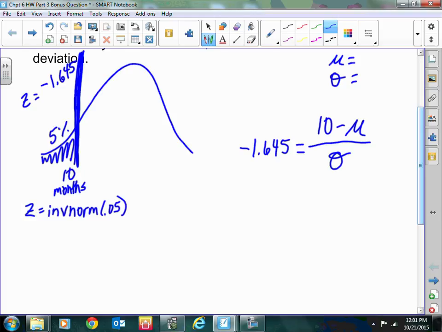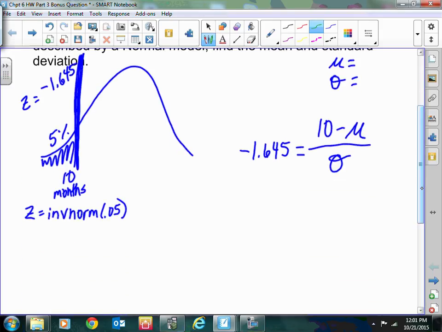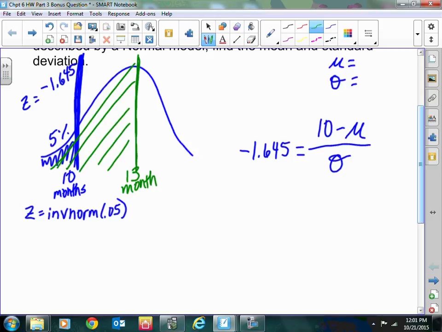Now, let's do the other equation. It is based off of the information that says 75% are walking around at the age of 13 months. So that's going to be, say, maybe about right here. 13 months has 75% of data below it. So 75% of data is below it.